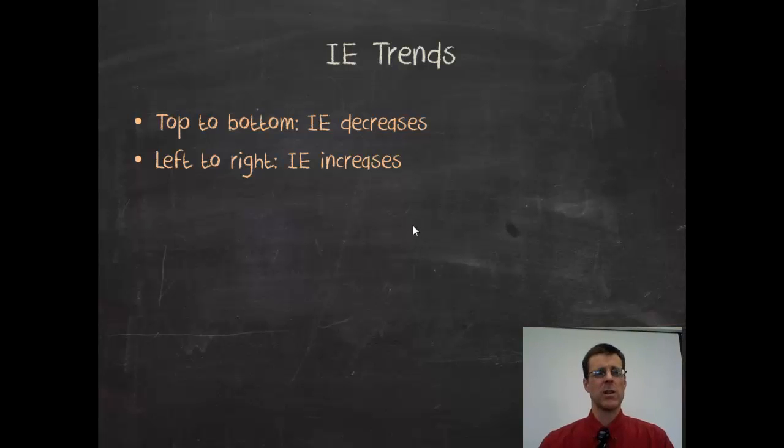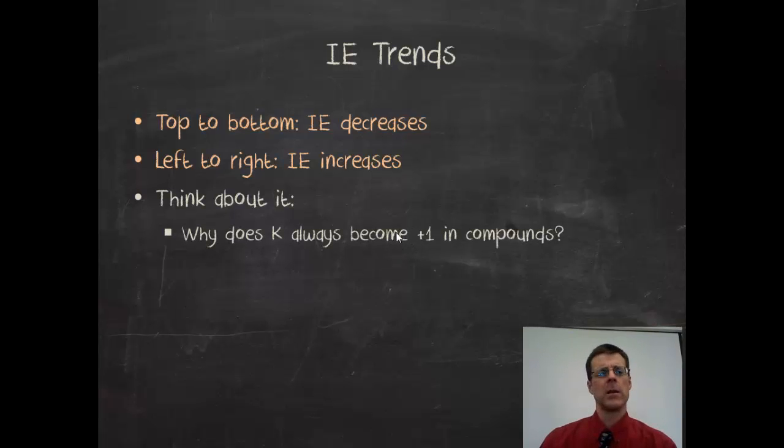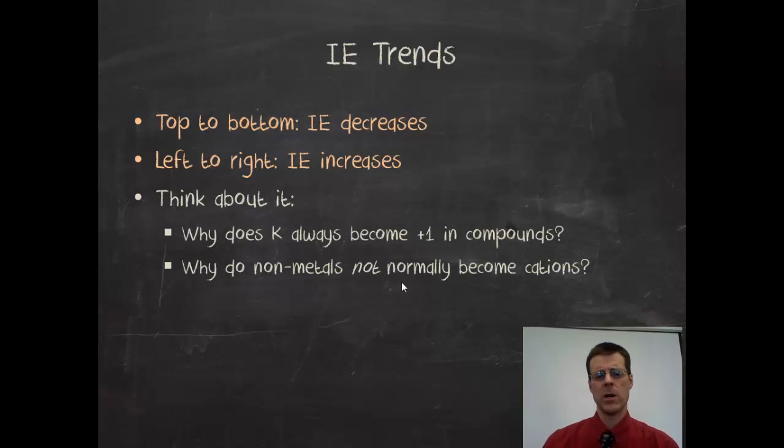Now we've already talked about why, but expect to see the question why. Expect for me to ask you on a test, on an assignment, to explain why that happens. A couple of other questions I might ask you. Number one: why does potassium always become +1 in compounds? It doesn't become +2, it becomes +1. Why wouldn't it do something different? And why do nonmetals not become cations?